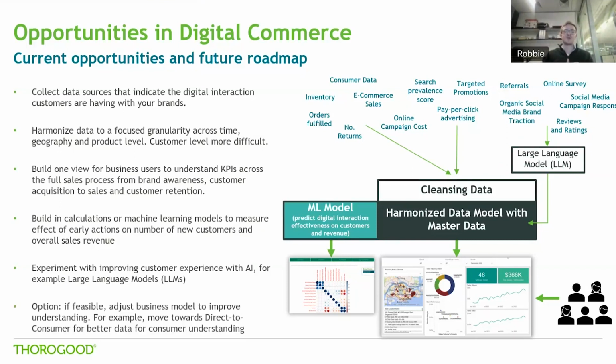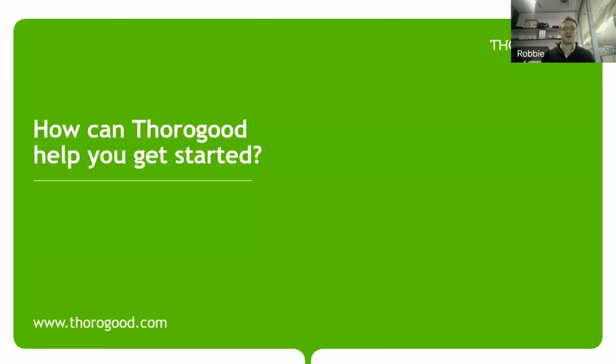And then another option, which is probably a lot longer down the road in terms of a future roadmap, but if it's feasible, is to adjust your business model to improve your understanding, basically in terms of being able to get better data. An extreme of that would be moving some products towards a direct to consumer model. That's going to give you a much better data understanding. A less far view would be, can I reach an agreement with my retailer, particularly if you're dealing in modern trade scenarios, where they can share back aggregated customer data that's going to give me a lot more insight into how people are interacting on those online marketplace platforms like Amazon? So how can Thorogood help you get started?